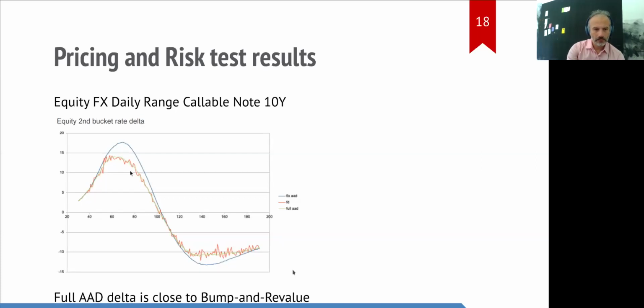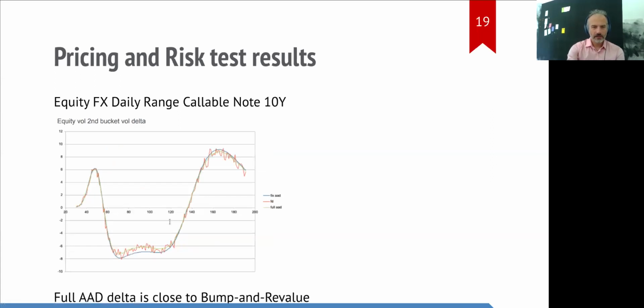But you can see the difference could be substantial, and it's different in different areas, right? So if you go out of the money, you see no difference, but when you see some optionality kick in, you can see the difference between taking regression into account and not taking regression into account is substantial. And as expected, the bump and revalue is very noisy, but full AAD is much better. Right, something similar for the volatility.